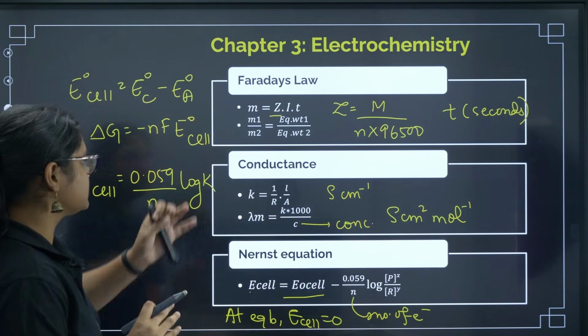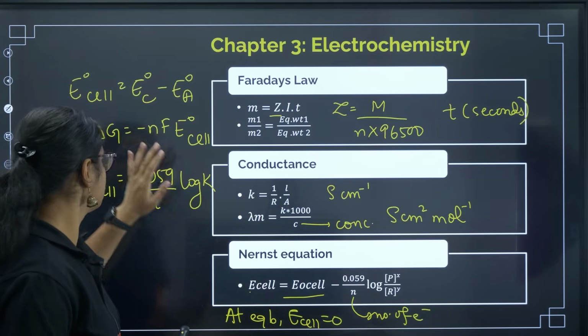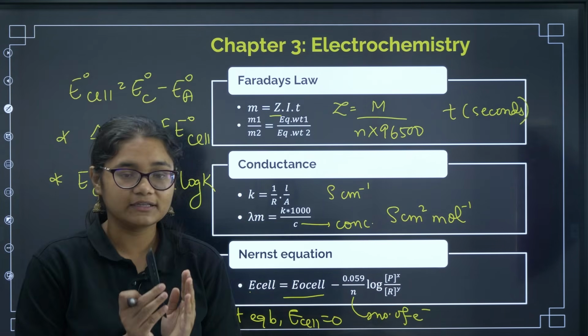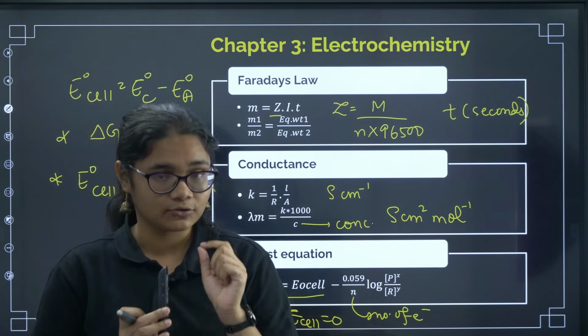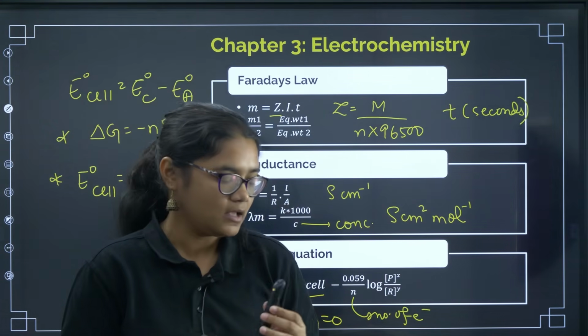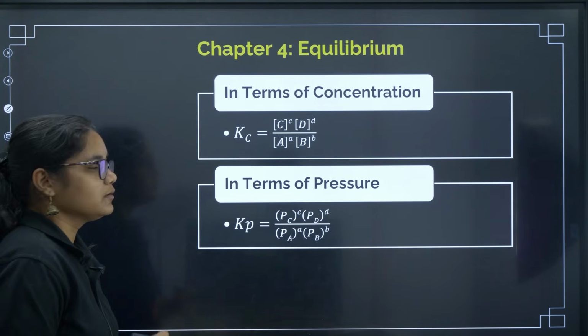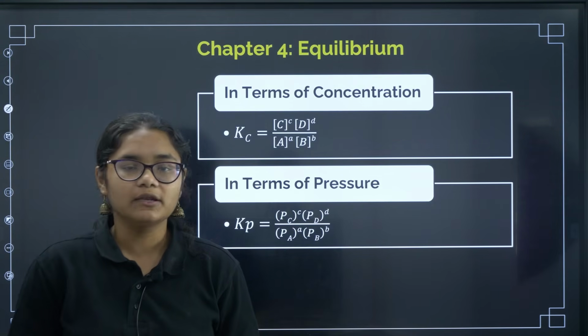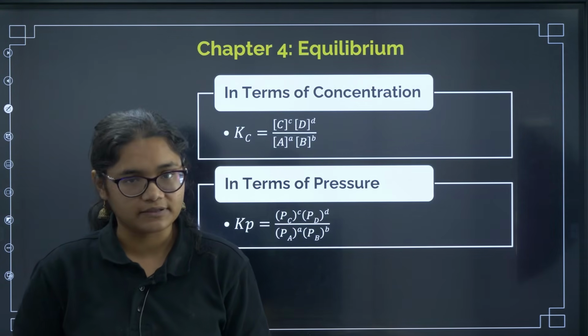Okay, so these 1, 2, 3, 4, 5, 6, 7, these 7 formulas from electrochemistry, please prepare thoroughly. Learn that; at least you should know what terms are there. Okay. Now coming to the next chapter, the equilibrium chapter from your PU1. You will definitely get one question from this topic.